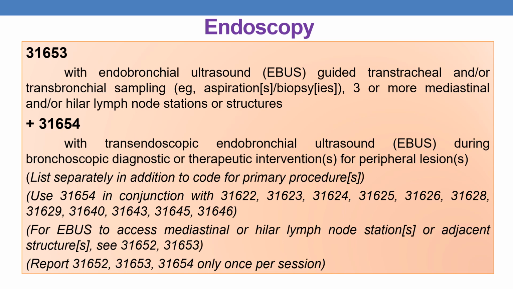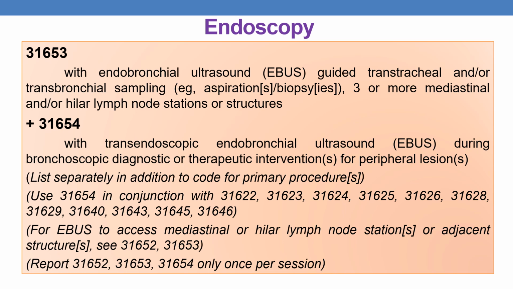The next is 31653. It deals with bronchoscopy, rigid or flexible, with endobronchial ultrasound guided transtracheal and/or transbronchial sampling. Here, 3 or more mediastinal or hilar lymph node stations or structures, whereas 31652 deals with 1 or 2. And 31653 deals with 3 or more mediastinal and/or hilar lymph node stations or structures.